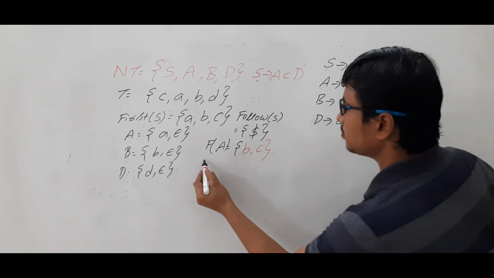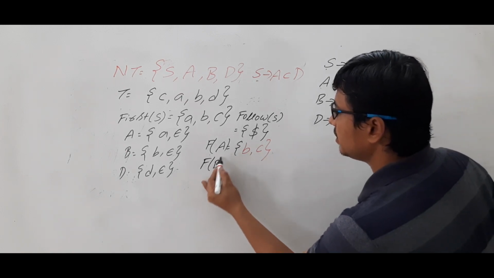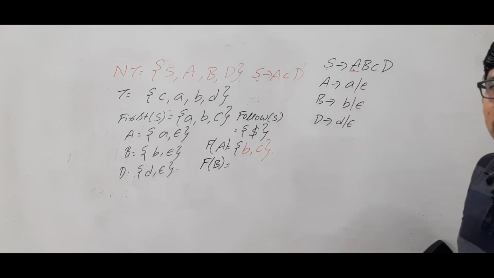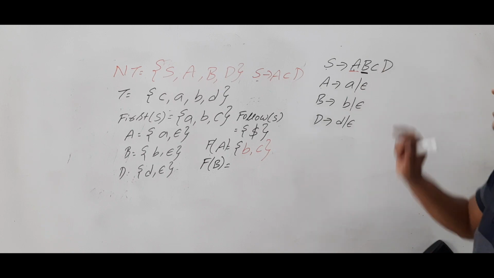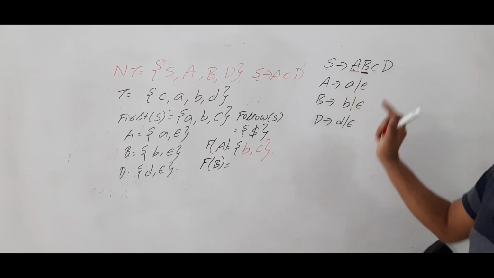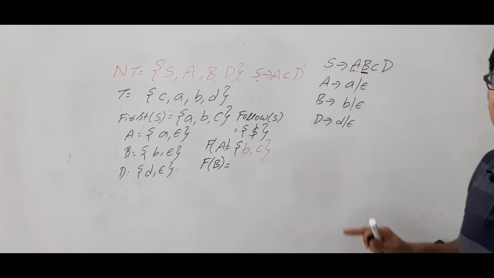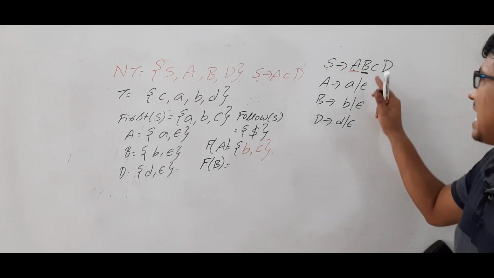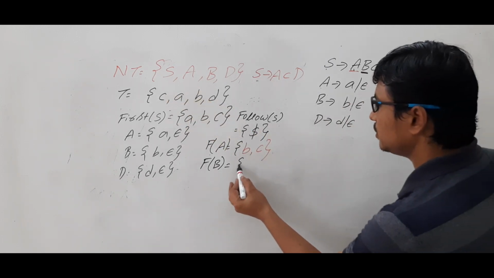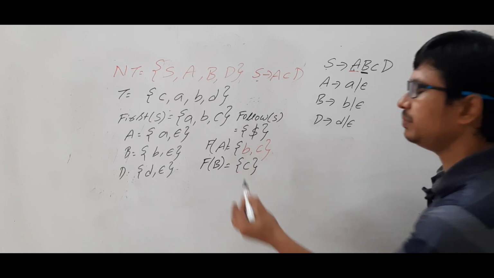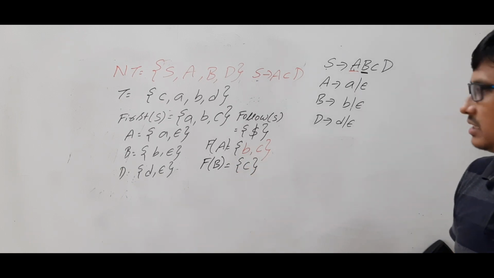Now I want to compute the follow of B. Follow of B, how will I compute? Where is B there in the right hand side? Here B is there in the right hand side. After that what is coming? C is coming. Compute the first of C. As C is a terminal, first of C is C only. So follow of B is only C.